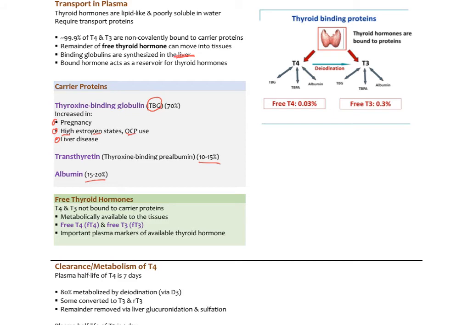So again, it's the free thyroid hormones that are available. They're not bound to the carrier proteins. And we call those free T4, or FT4, and free T3, or FT3. So those would be our important indicators of thyroid availability.